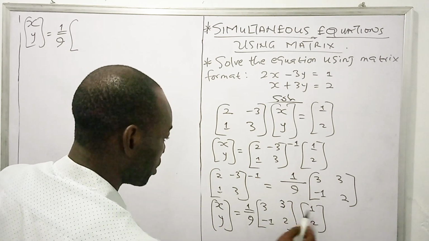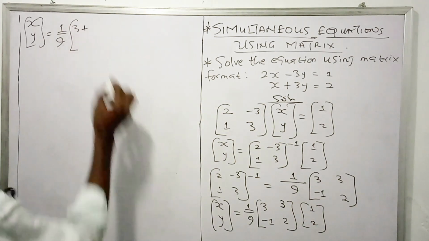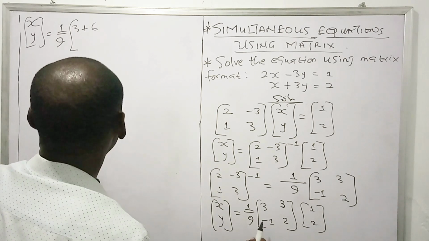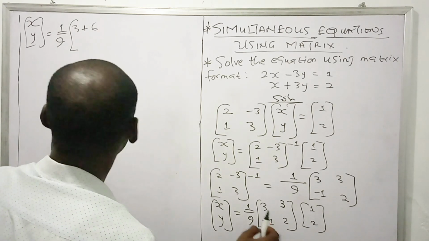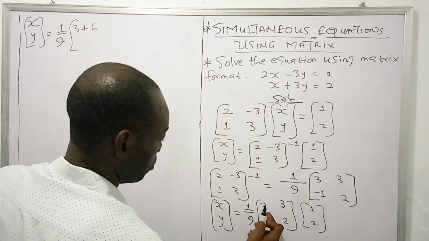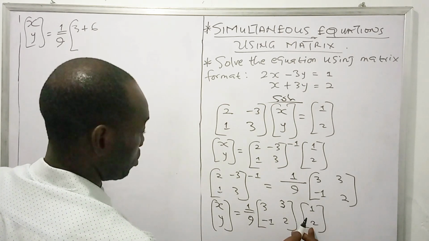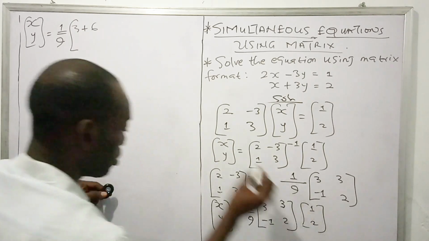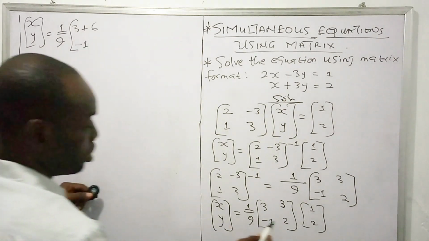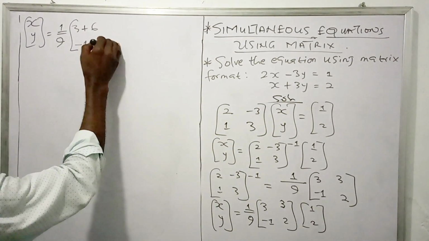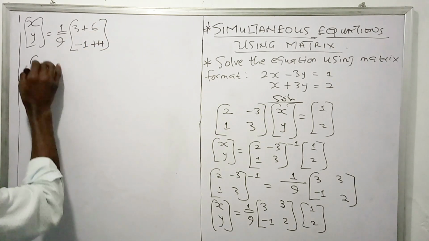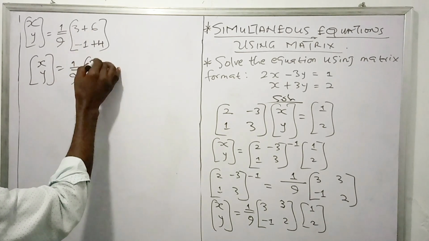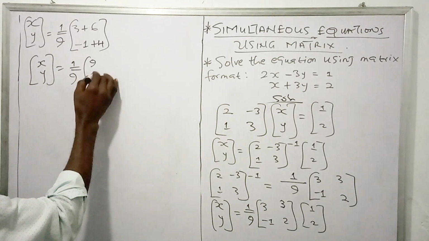So 3 times 1, that'll be 3, plus 3 times 2, that's 6. Then we use the next one, which is minus 1 times this. That's negative 1. Then 2 times 2, that's positive 4. So this gives us x y equals 1 over 9 times 9. Then here we have minus 1 plus 4, that will give us 3.